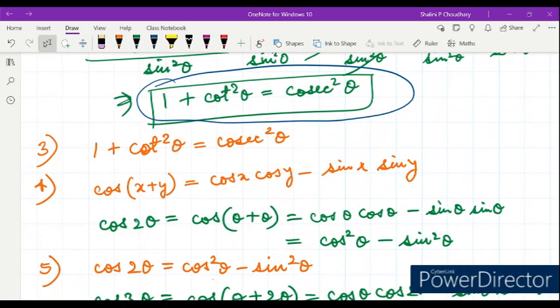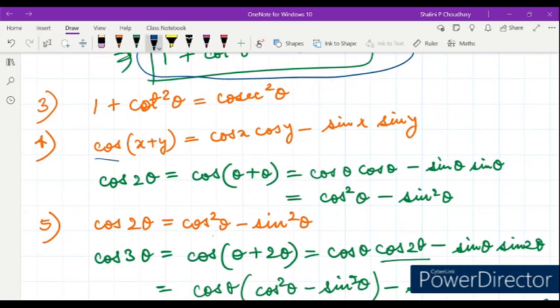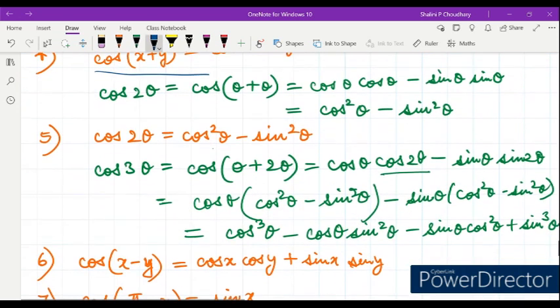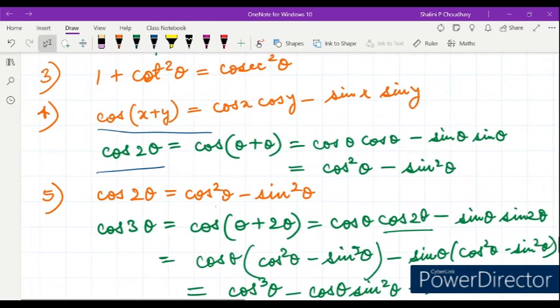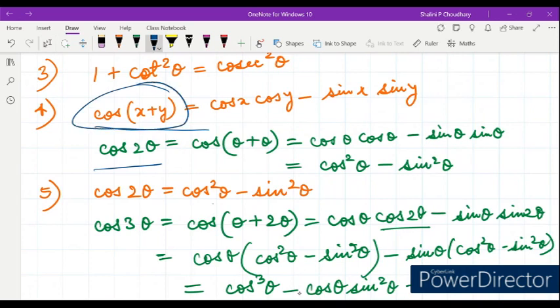Some more formulas are there, like cos of x plus y. What formula do we get for this one? We can use it to find the value of cos 2 theta, that is theta plus theta. Instead of x and y, we write theta plus theta, that is 2 theta. So for cos 2 theta, we got this formula.